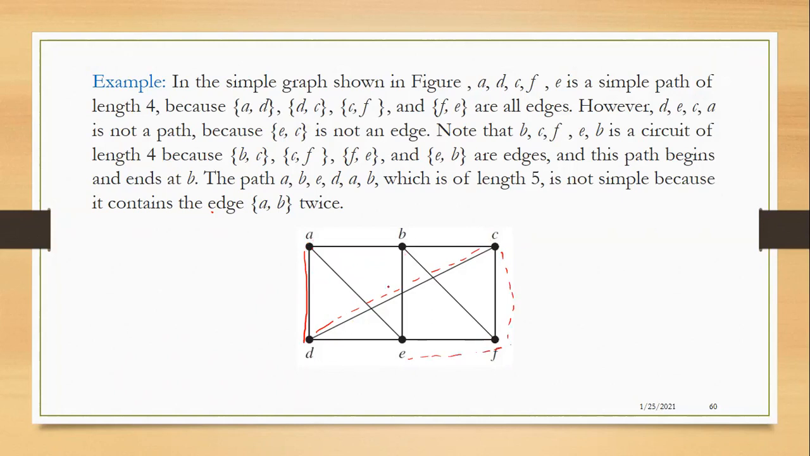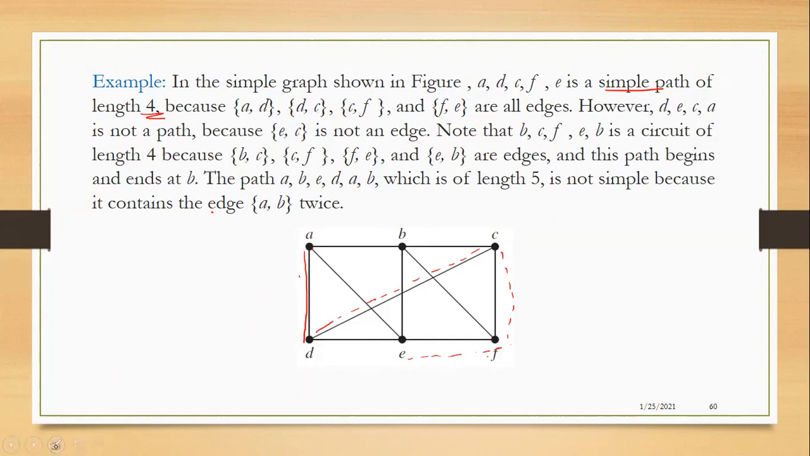First and foremost, is it starting and ending at the same vertex? No, it is starting at A and ending at E. So it is not a circuit, it is a path. And is it traveling through one edge twice or more than once? No. So it is a simple path. What is the length? We have to count the number of edges. 1, 2, 3 and 4. So the length is 4 because AD, DC, CF and FE are all edges.